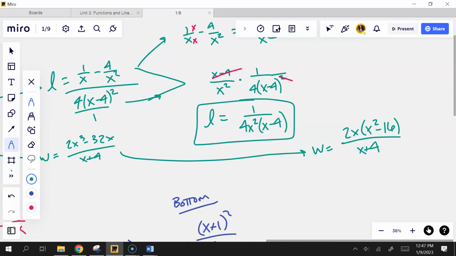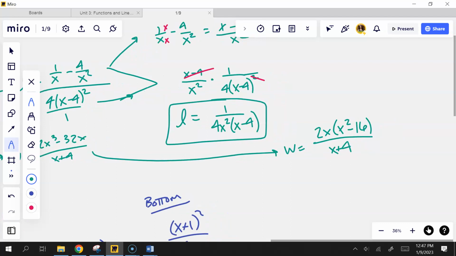I was just saying that's not true. Right. Oh, okay. Absolutely. And I get minus 4 plus 4. That's right. Which means my width is 2x, x minus 4.